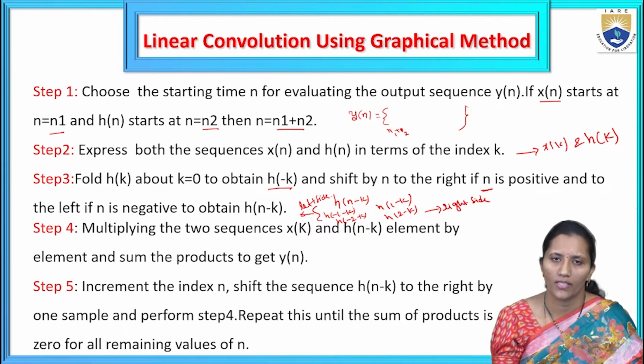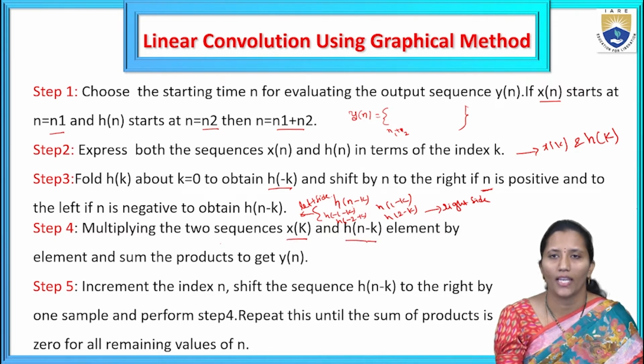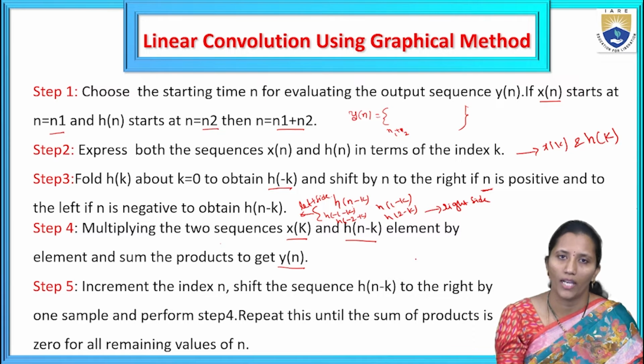And represent these sequences in the graphical method. That is nothing but the sequence in the graphical representation. And multiply the two sequences x of k and h of n minus k element by element and sum the products to get y of n. The corresponding values of the indexes we will get by multiplying the two sequences element by element, and we have to add those products.